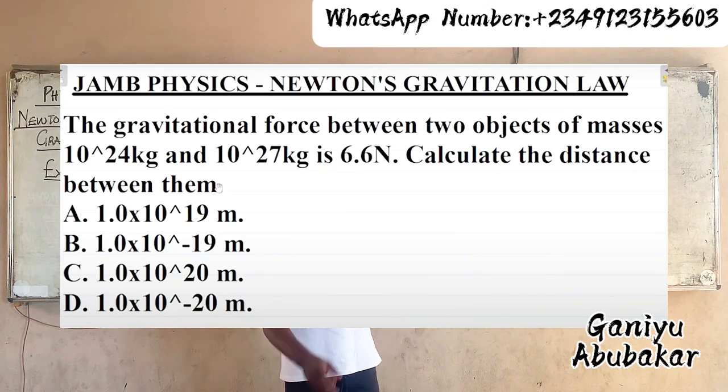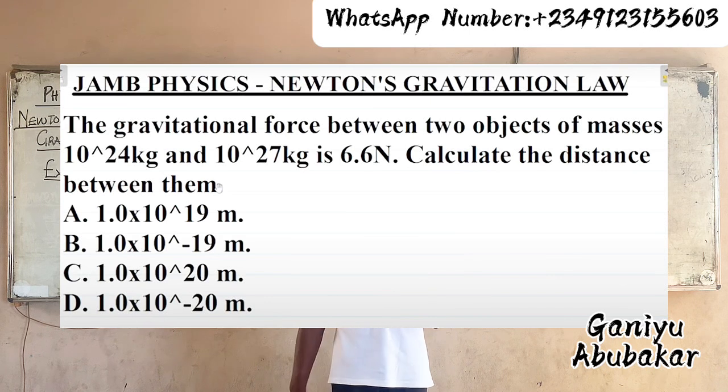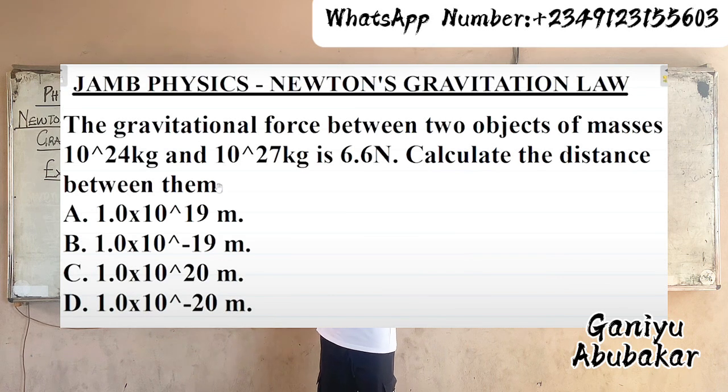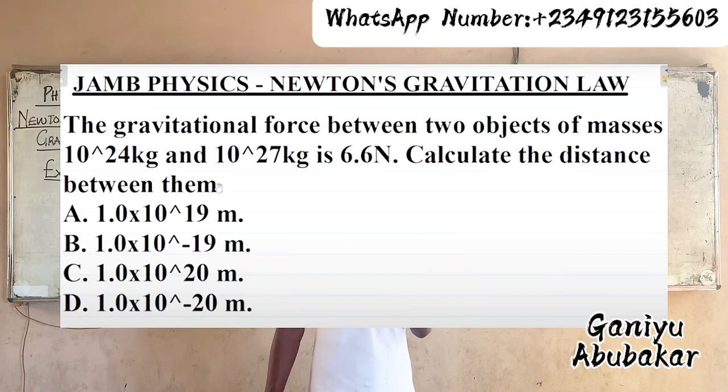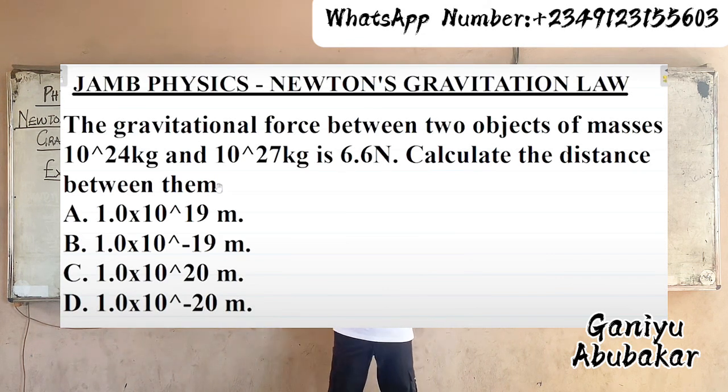Option A, 1.0 times 10 to the power 19 meters. Option B, 1.0 times 10 to the power minus 19 meters. Option C, 1.0 times 10 to the power 20. Option D, 1.0 times 10 to the power minus 2. How do you solve this question, please?